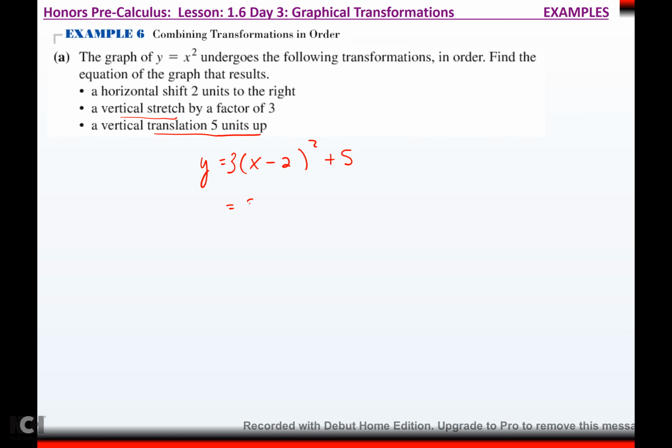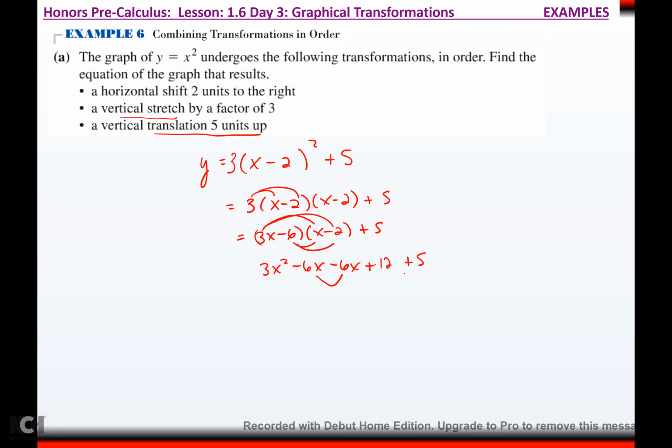And then you simplify it, 2 copies of x minus 2, so that you don't kill puppies, and that's going to be 3x minus 6 times x minus 2 plus 5. That's going to be 3x squared minus 6x plus 12 plus 5. Combine like terms, and I get 3x squared minus 12x plus 17. And that would be my simplified equation, transformation.